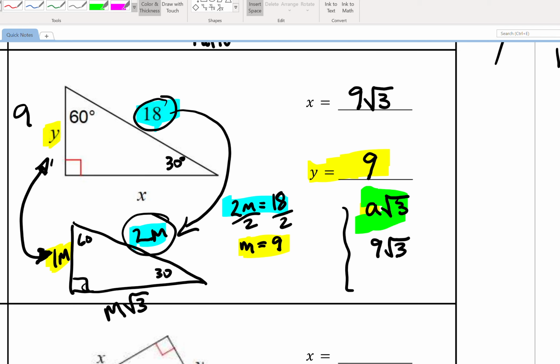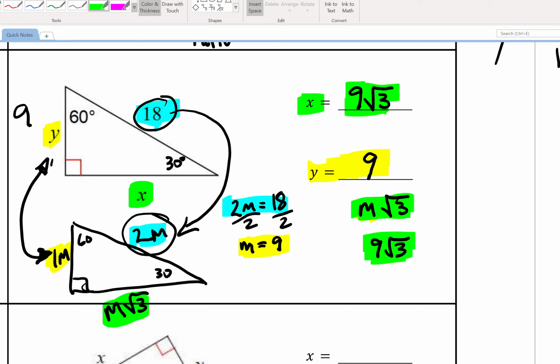Y aquí entonces lo que falta es x. Y m radical 3 es x. Ya sabemos que m radical 3 es igual a x, pero m es 9. Entonces lo pongo ahí y todo eso junto, m radical 3, ahora es 9 radical 3. Ese es el valor de x. Entonces, esas son las respuestas a eso.